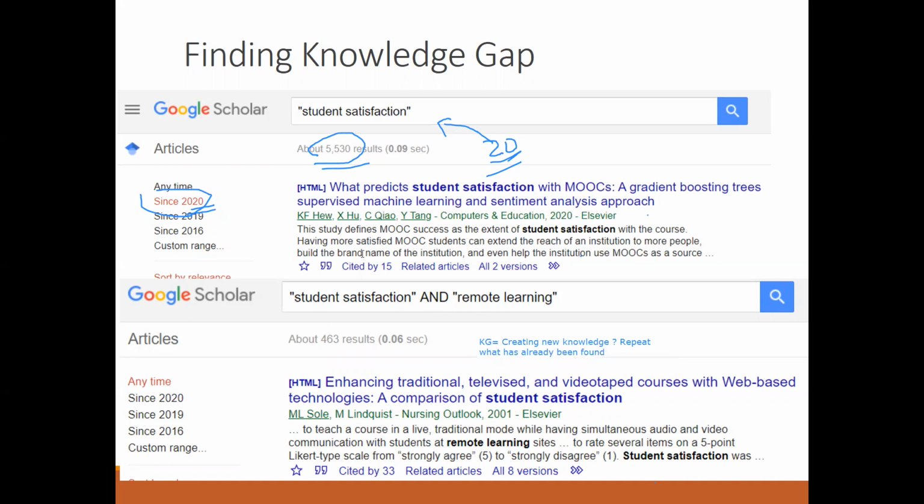So if you mix student satisfaction with remote learning, you would see that for student satisfaction in remote learning, we only have 463 research results. So this means that we are going in the right direction, because there is not much research about student satisfaction in the online learning environment. Okay, so now we further refine it.